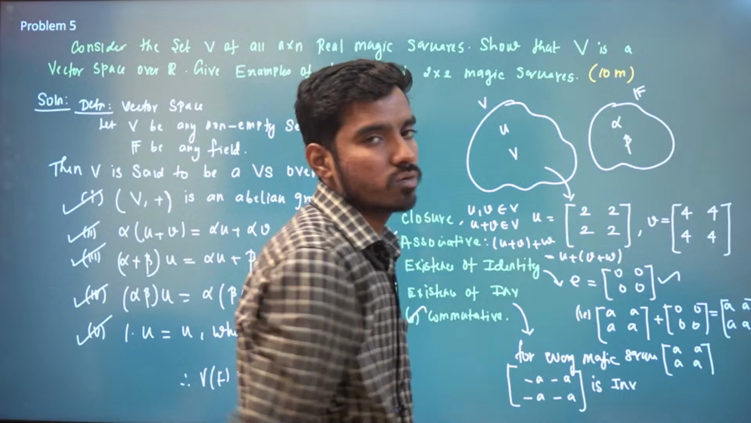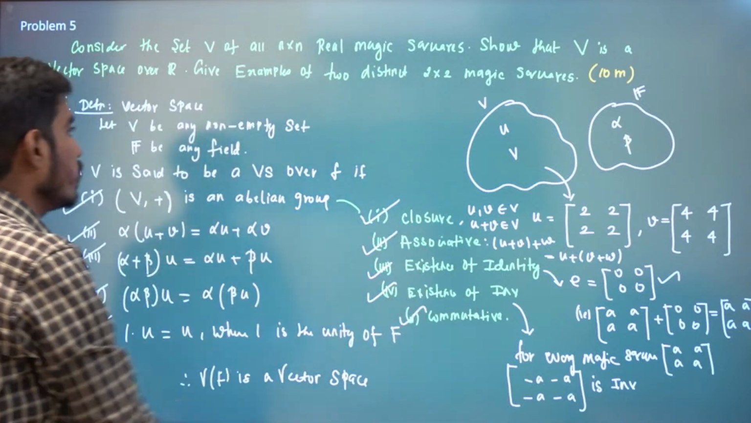Give examples of two distinct 2 cross 2 magic squares. So you can see this is itself, and two distinct 2 cross 2 magic squares. Right, so okay, that's it.